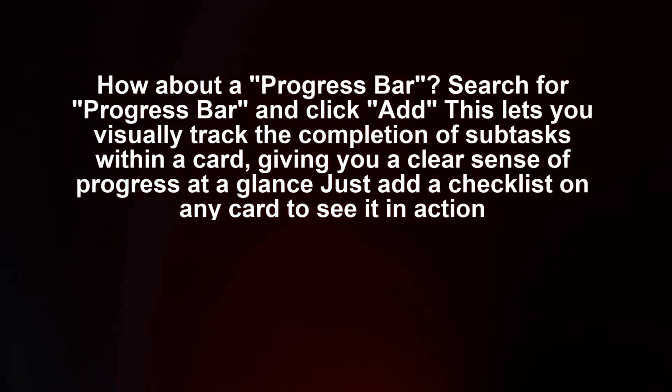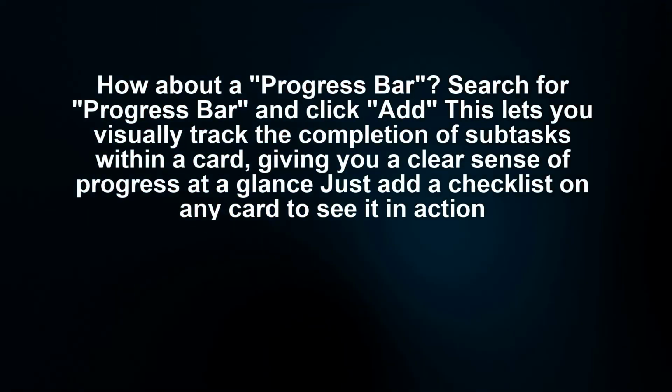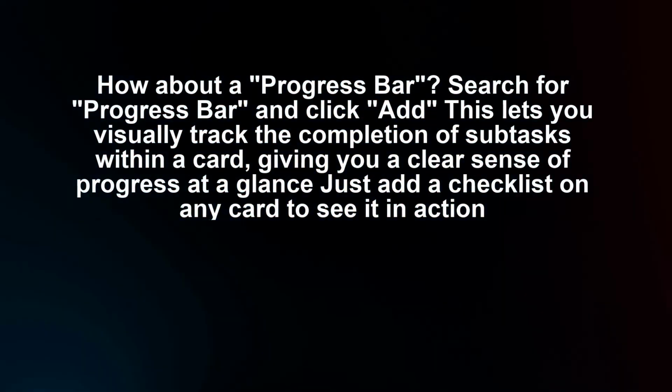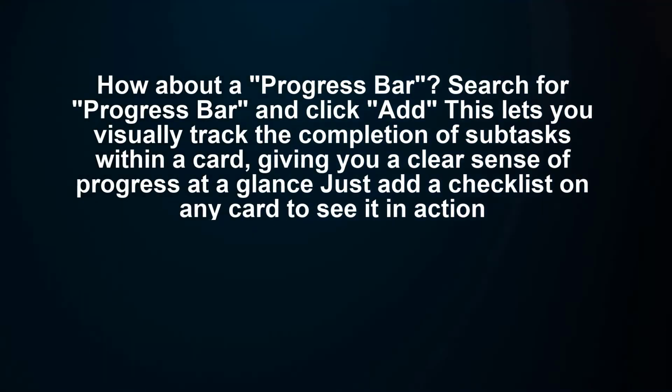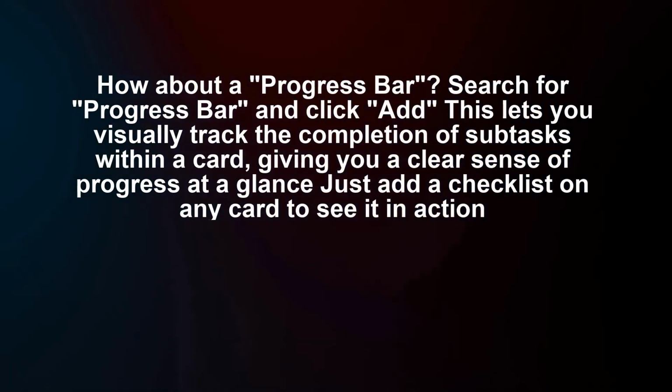How about a progress bar? Search for Progress Bar and click Add. This lets you visually track the completion of subtasks within a card, giving you a clear sense of progress at a glance. Just add a checklist on any card to see it in action.